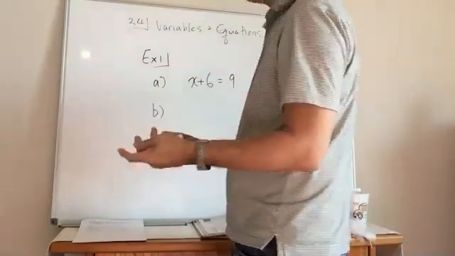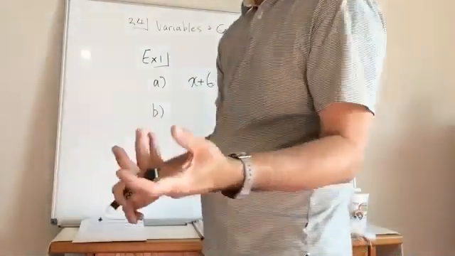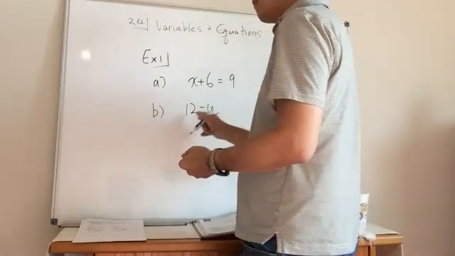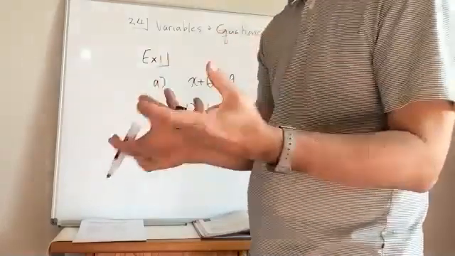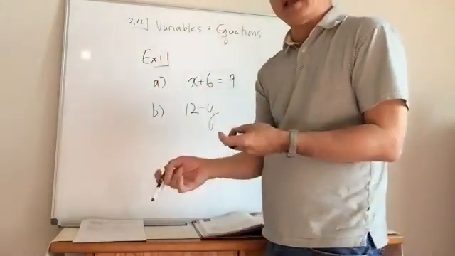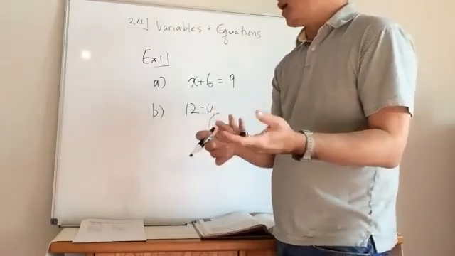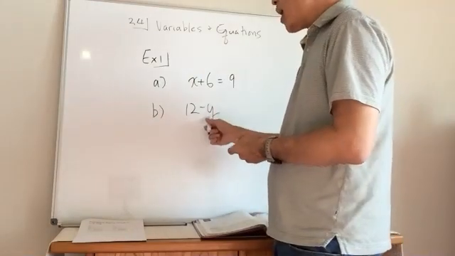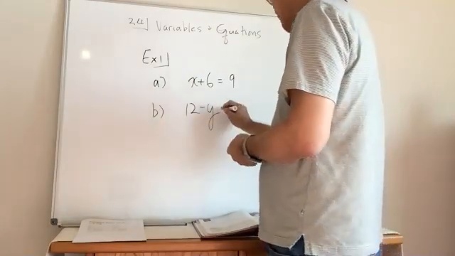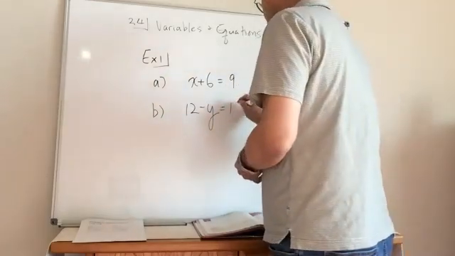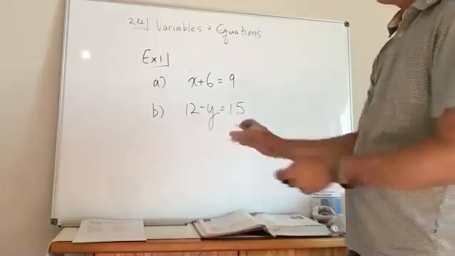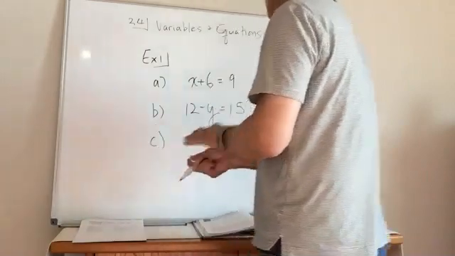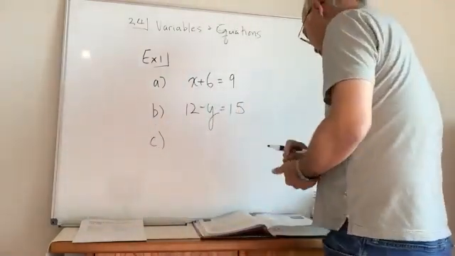B, the difference of 12 and y is 15. The difference between 12 and y. So how would I find the difference between 12 and y, okay? Difference between 12 and y looks like this, right? 12 minus y. Because let's say the difference between 12 and 8. If I want to know the difference between 12 and 8, I would subtract 8 from 12. The difference between 12 and y is the same thing. I'm going to subtract y from 12. And that was going to be equal to 15, okay? Again, we're not going to worry about solving it right now. We're just worrying about putting it in the correct expression, coming up with the correct equation.